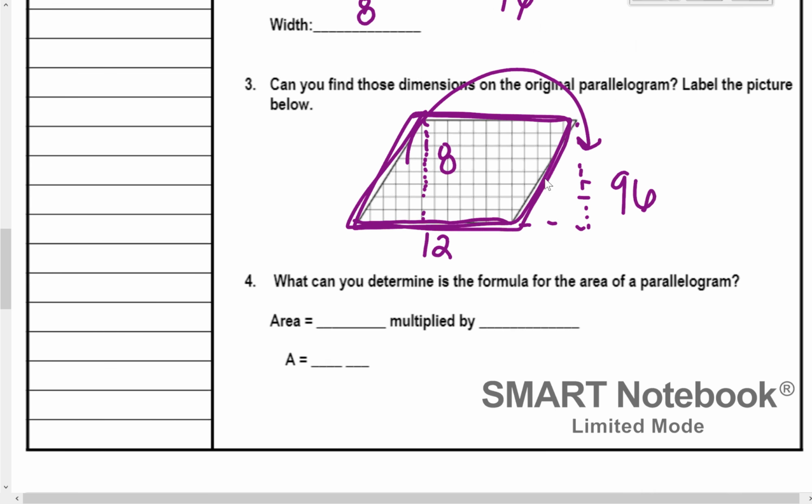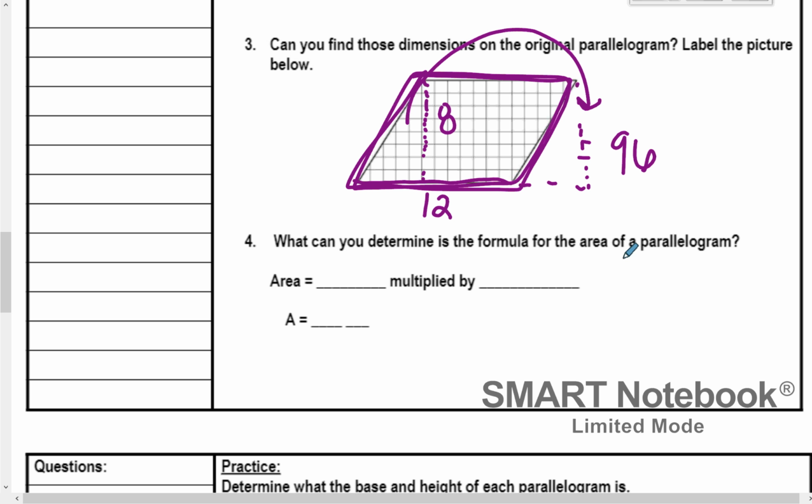So to find the area of a parallelogram, we use a formula: base multiplied by the height. But we don't want to write out that word base every time. We don't want to write out that word height. So we do A equals, A for area, equals B, base, times H, for height. B times H.